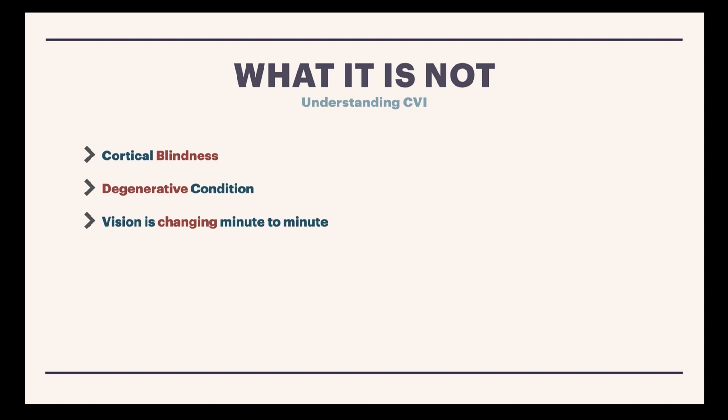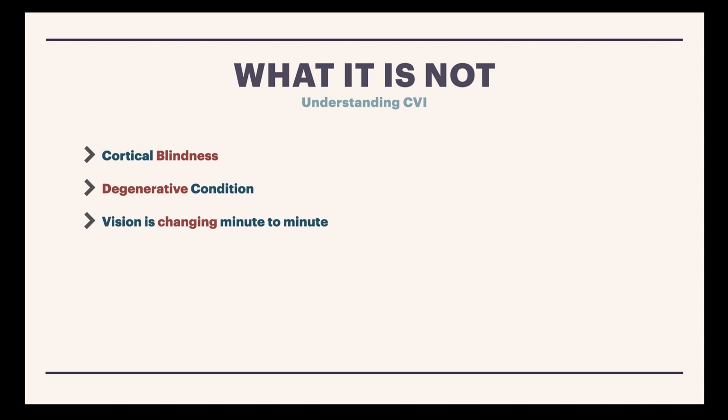The next on the list is a degenerative eye condition. CVI is actually a condition in which vision can and should be expected to improve. The only time Dr. Roman cautions us that vision may not improve is if the student has a degenerative neurological condition preventing that progress.